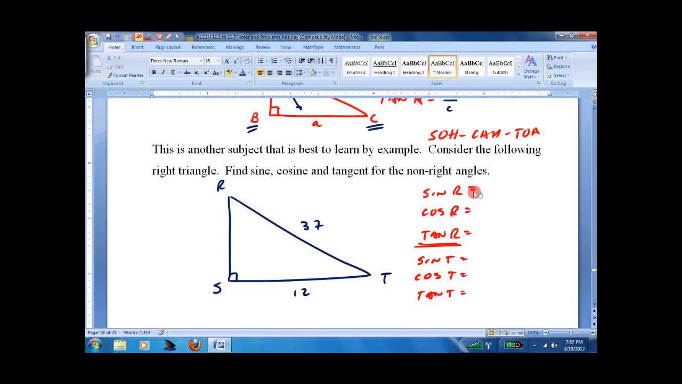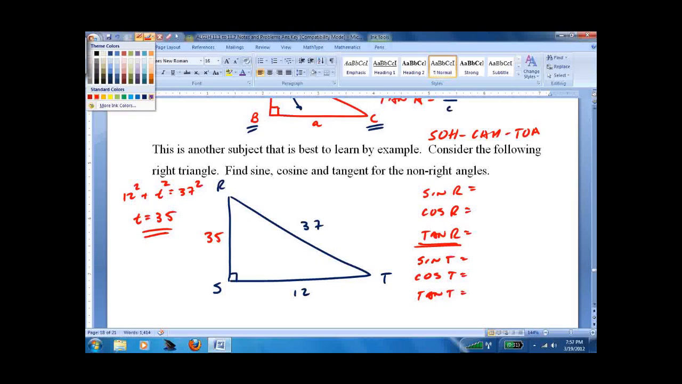The first thing we have to do is finish a triangle. We have a side here that's missing. I happen to know that this is a triple, but we'll write it out. 12 squared plus, call it little t, t squared equals 37 squared. If you do the math on that, you'll find out that t equals 35.